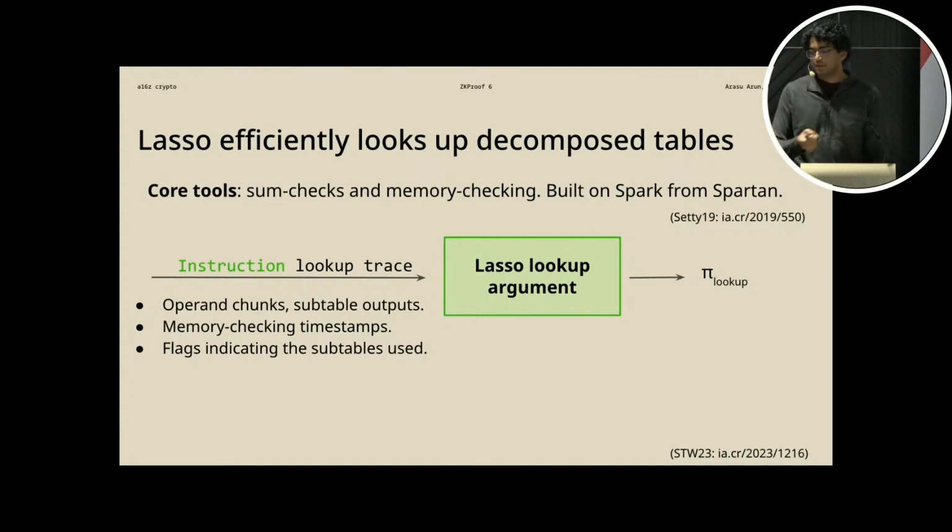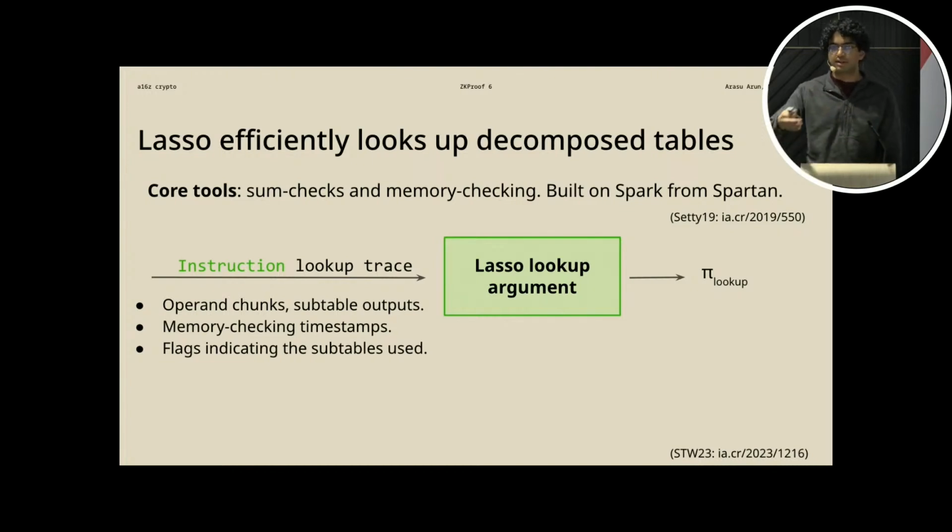Right, so I'll just give a quick overview of how the Lasso algorithm works. The core tools are sum-check and memory checking, and it's built on, if you've heard of the Spark compiler in Spartan, it's built on that. So we give a trace of instruction lookups, and what this involves are the operand chunks, the subtable outputs, the memory checking timestamps, and all the flags that indicate which of the subtables are used for this instruction.